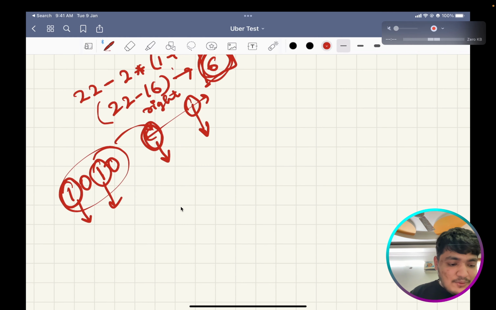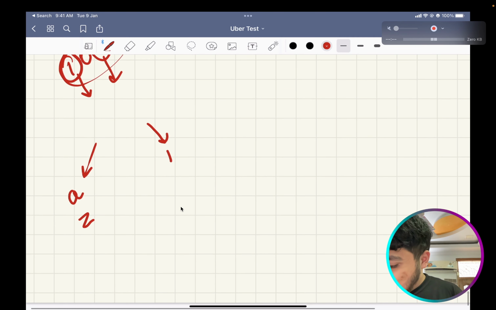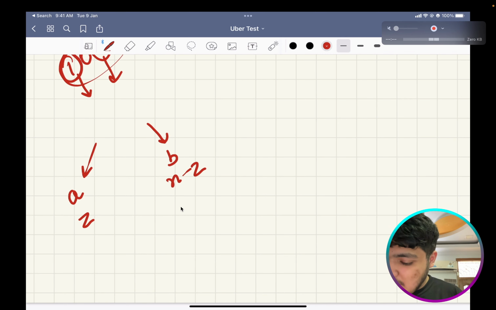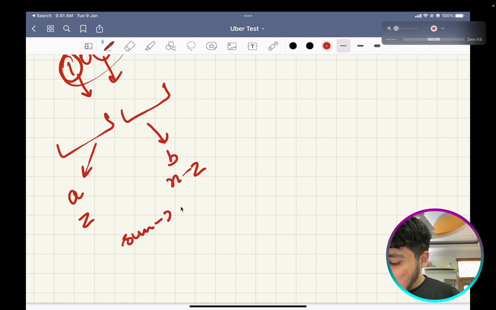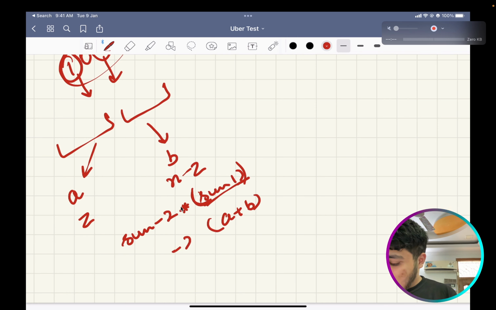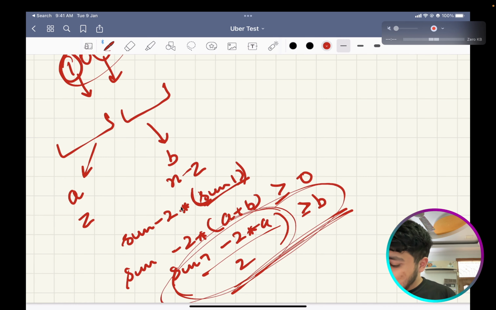So what I am doing is, this is my a sum, this is my z, and this is my b sum, and this is my n minus z. These are two partitions, right? And I know the total sum. I need to minimize this value, as I explained earlier. So this value is a plus b. So this is sum minus 2 star a by 2. So this value I need to achieve very close to this value.